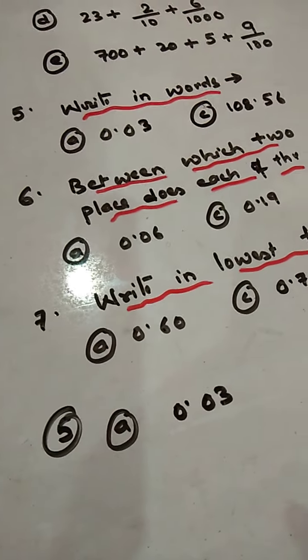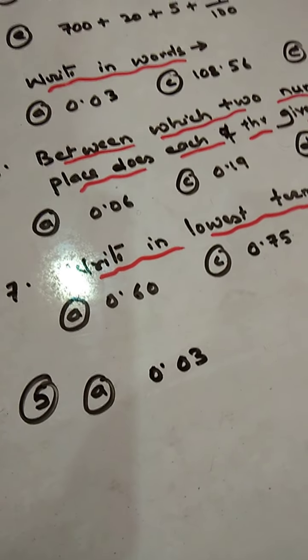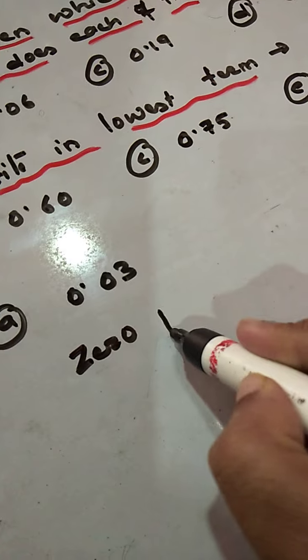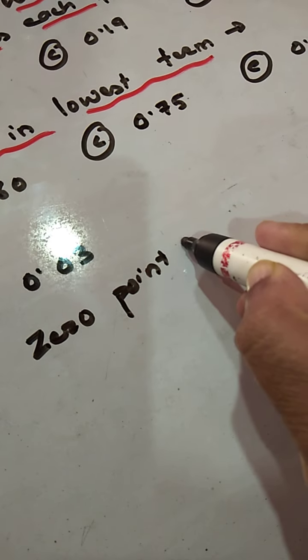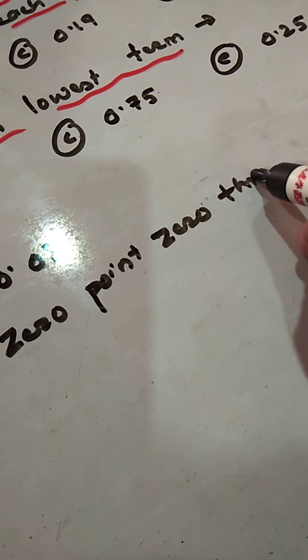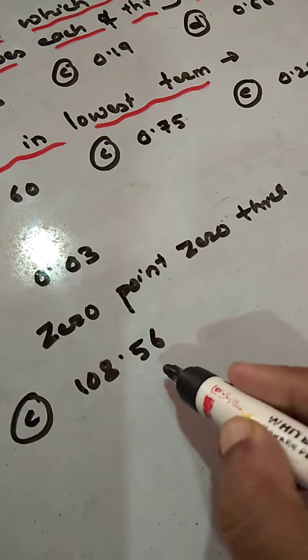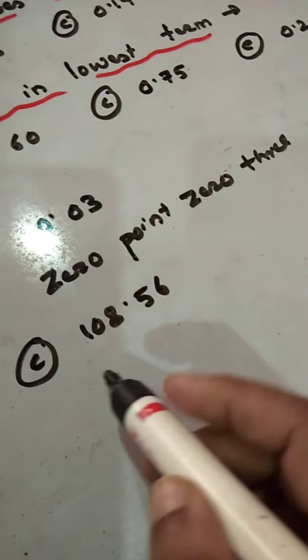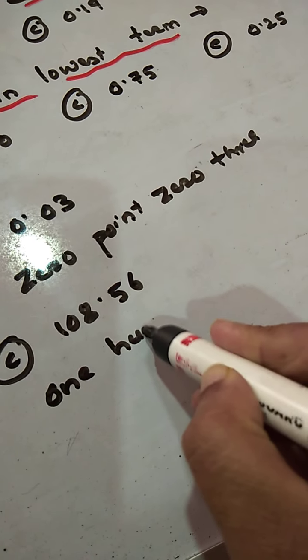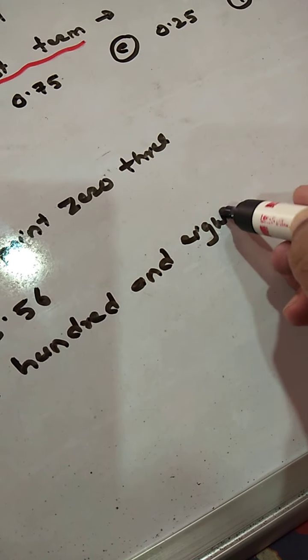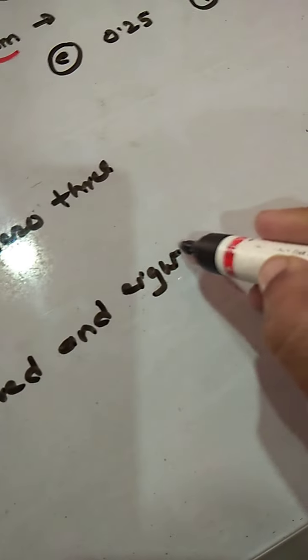Okay. So let's now move to question number 5. In question number 5, you just have to write all the decimal forms into statement form, that is, in words. So it's very easy. So what you have to write, 0.03. This is what you have to write. Okay, so what is the next one? Next one is C, that is 108.56. So what you have to write? You have to write 108.56.